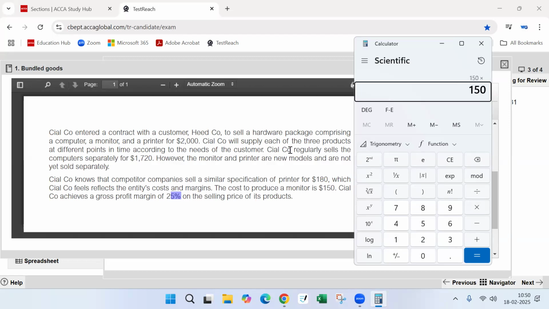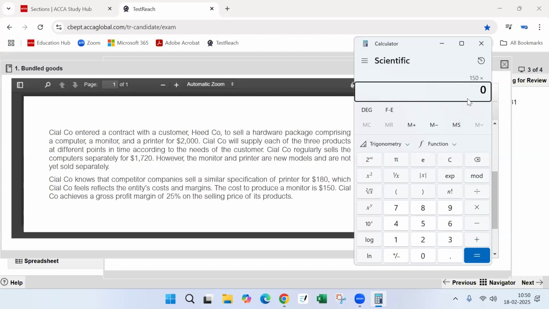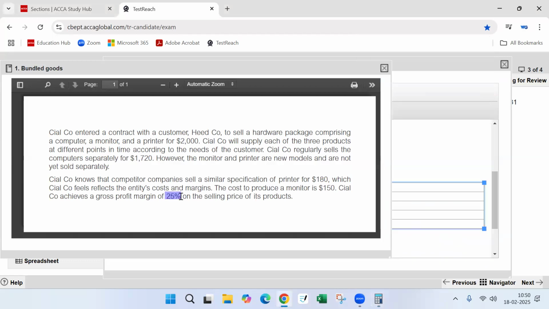No, we need the selling margin, right? What you said is just markup. It's not margin. This 25% is margin. So whenever there is margin, you need to assume your selling price is 100 and your cost price is 100 minus 25, which is 75. Here, 150 is 100 or 75? 150 is 75, because it is cost.